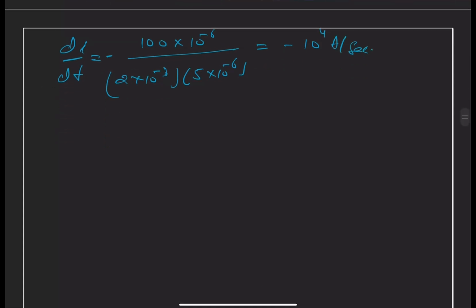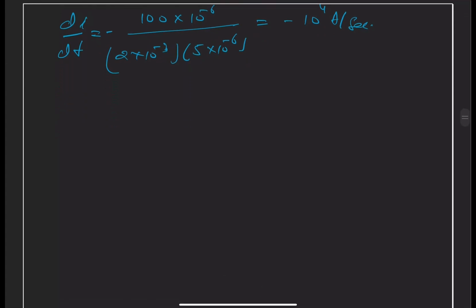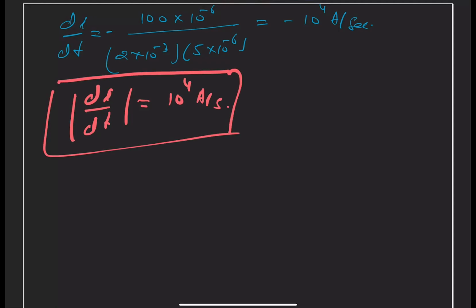But we are only asked the magnitude. So we can say di upon dt, its magnitude will be equal to 10 to the power 4 amperes per second. So this was part A. Now we come to part B.